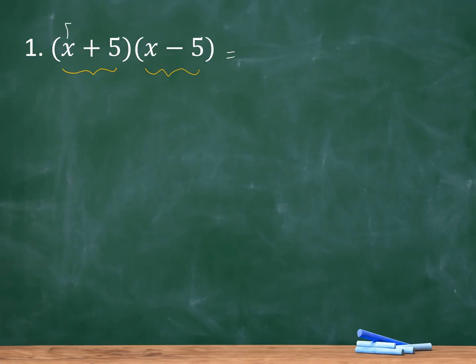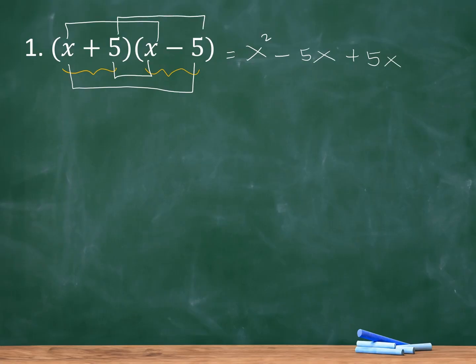where we multiply the first terms, x times x, that's x squared, and then we multiply the outer terms, x times negative 5 is negative 5x, and then we multiply the inner terms, positive 5 times x, that's positive 5x, and then we multiply the last terms, positive 5 times negative 5 is negative 25, and then we combine similar terms. Notice that we have negative 5x, and we add it to a positive 5x. So they cancel out each other. We are now left with x squared minus 25.